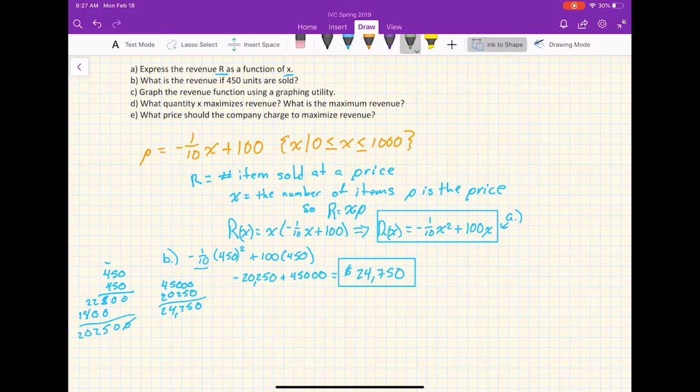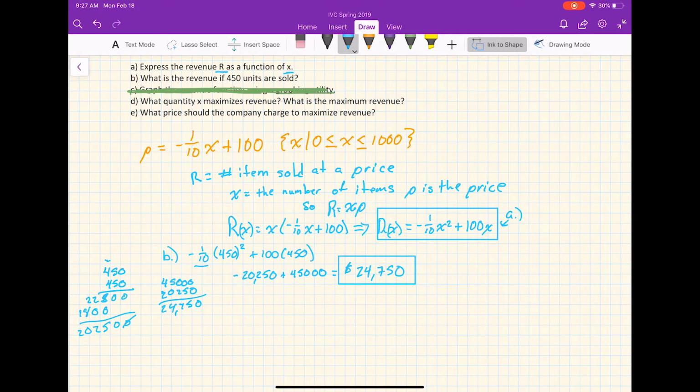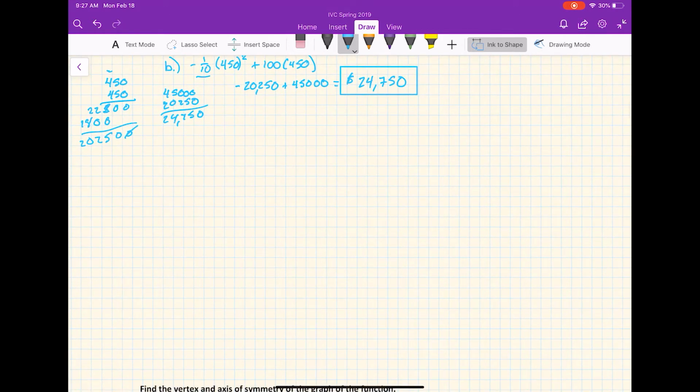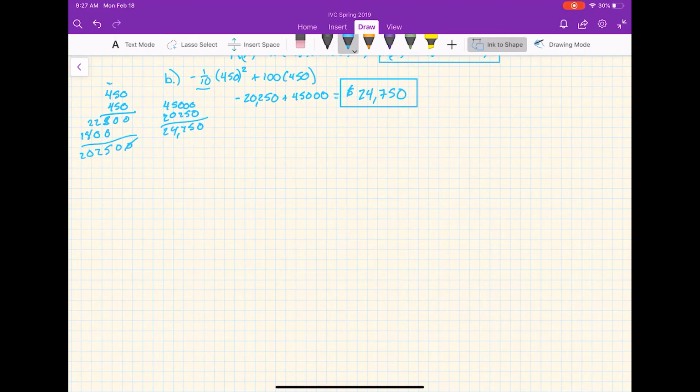Now, letter C up here, graph the revenue function using a graphing utility. We're not going to be able to do that in our class. We aren't allowed to use graphing calculators for our tests, so this will not be on the test. So we'll move on to D. What is the quantity X maximizes revenue, and what is the maximum revenue?